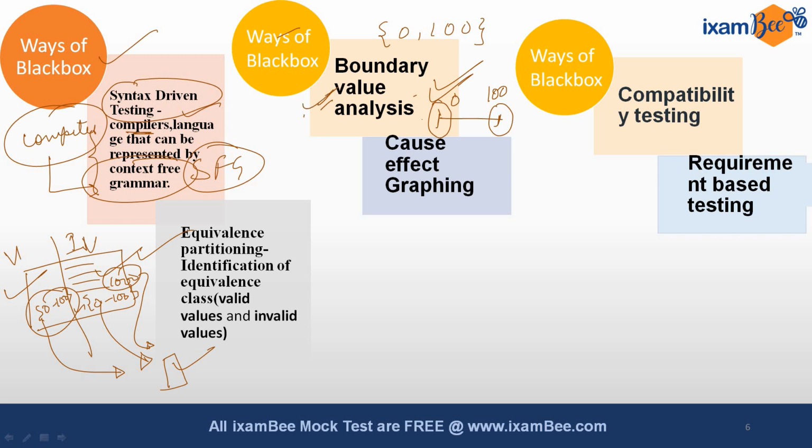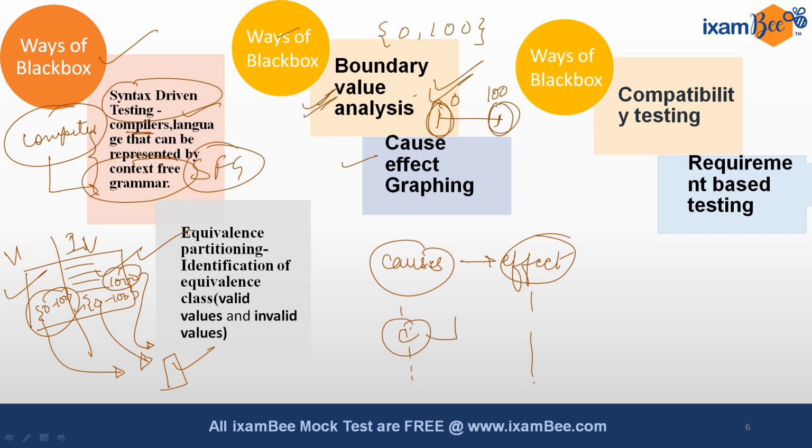So we will do the boundary value analysis, where we will check the extreme values. The next one is cause effect graphing. Cause effect graphing means we will have a set of causes, and if this is the cause, then what will be the effect? We will have several of these cause effect graphs. We will check each of them individually, and then interlink them. If two causes occur together, then what will be the effect? These are the kinds of things we do in cause effect graphing.